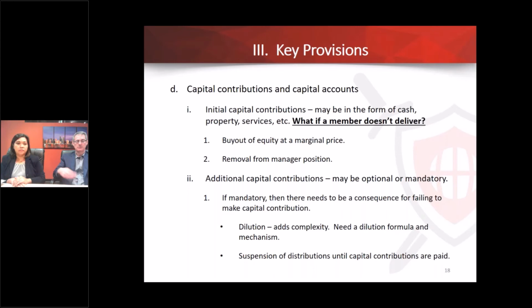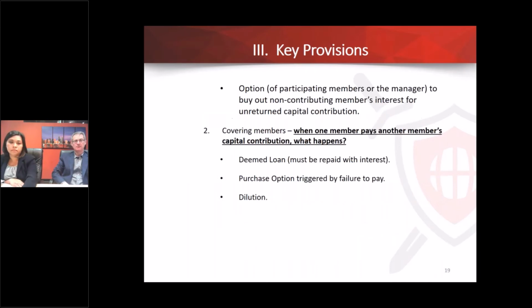So there at least there's a little bit of research and analysis as to whether the company really needs the money and if there's another way to get it. Right. Absolutely. Okay, and these are just, again, what Gary had mentioned, some consequences to failure to make an additional capital contribution.